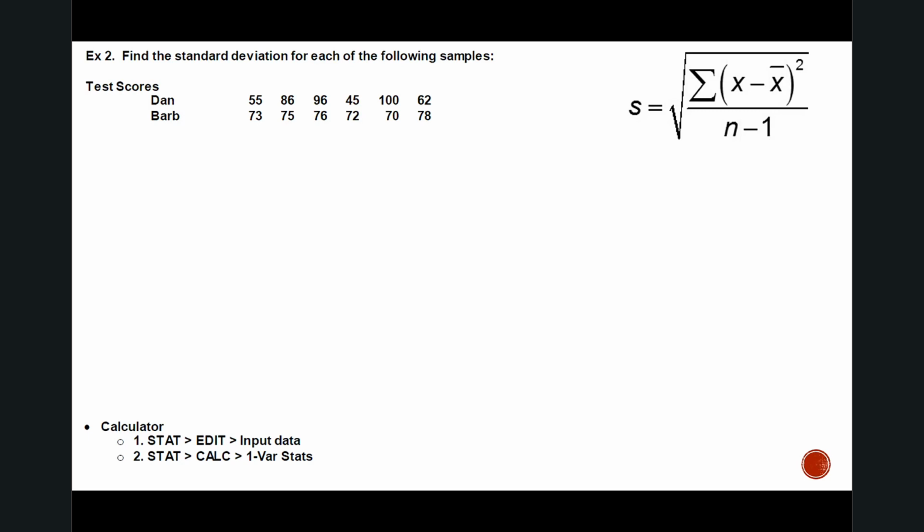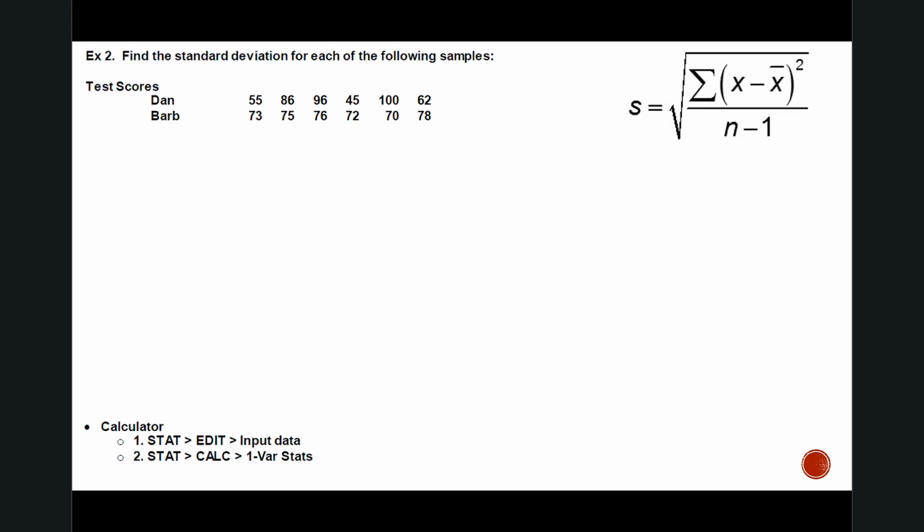If you have something already in there, let's just do second memory, clear all lists in case you have something in there already. Then let's go to stat. You go to edit, and you hit enter. This allows you to enter the data. So let's input Barb's values, which are 73, enter. 75, enter. 76, enter. 72, enter. 70, enter. 78, enter.